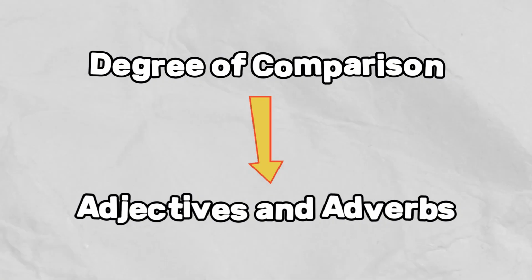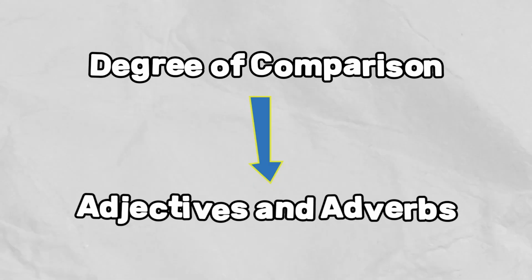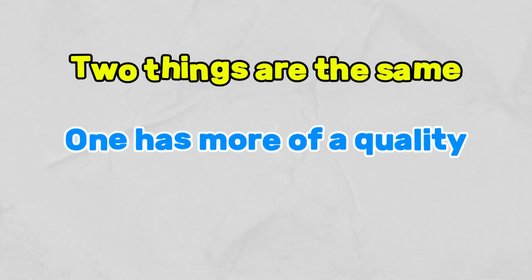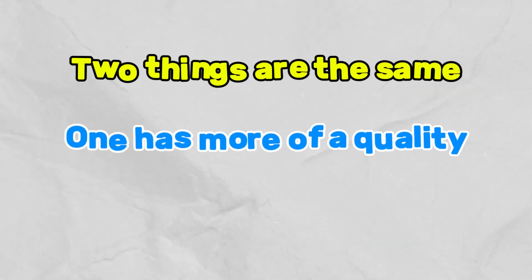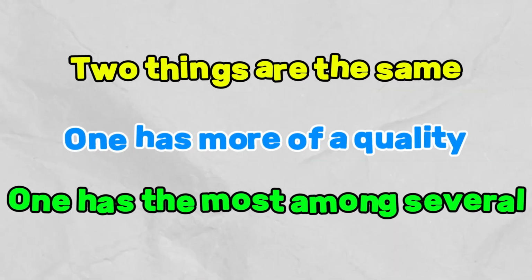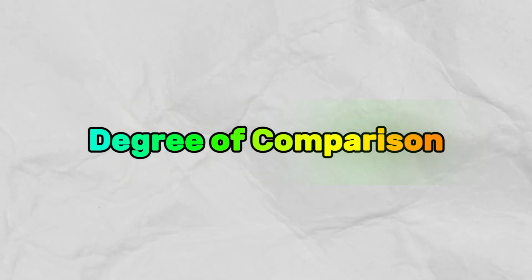After we know what this poem describes, let's find out what degree of comparison actually is. Degree of comparison refers to the forms of adjectives and adverbs that show how much of a quality something has. So we use degree of comparison to say whether two things are the same, whether one has more of a quality, or even which one has the most among several. So that's simply what degree of comparison is about.